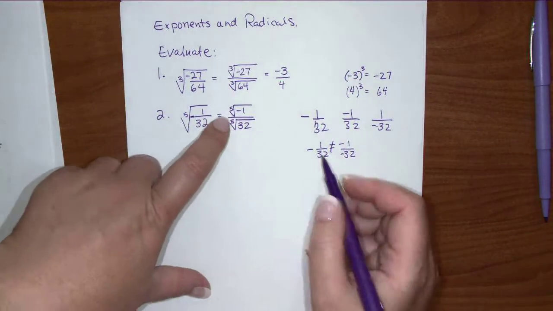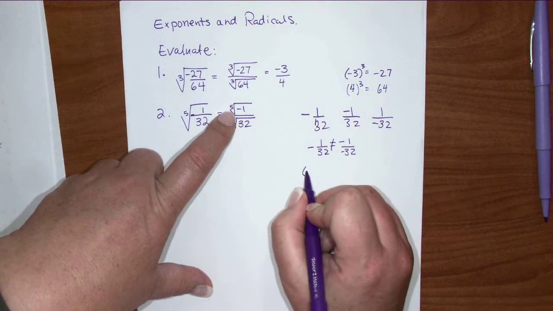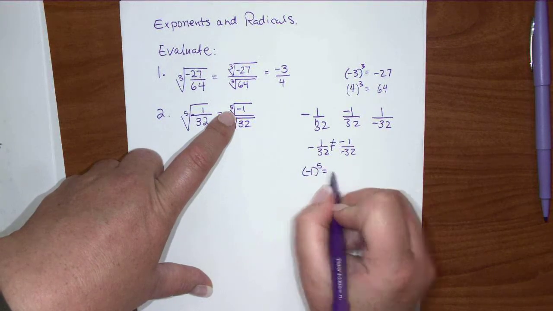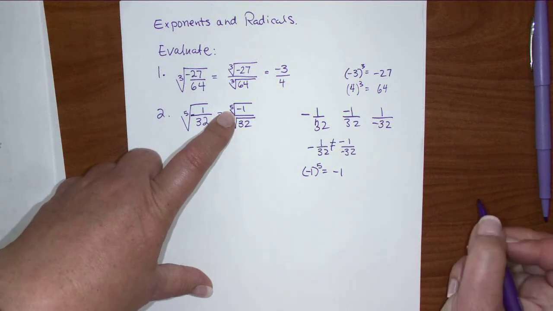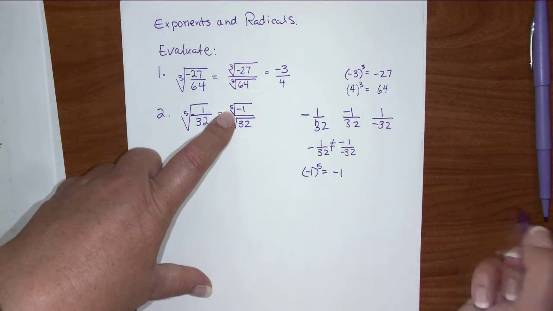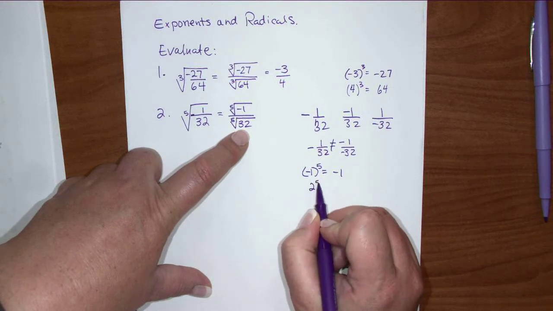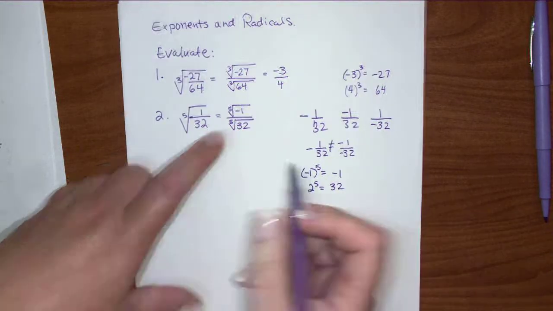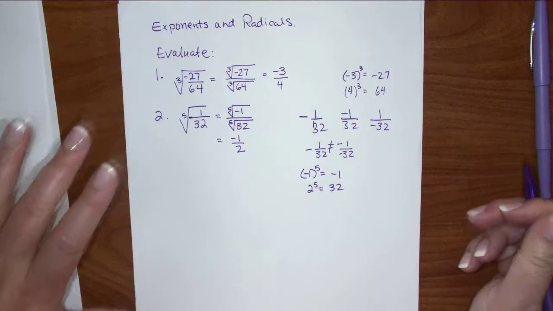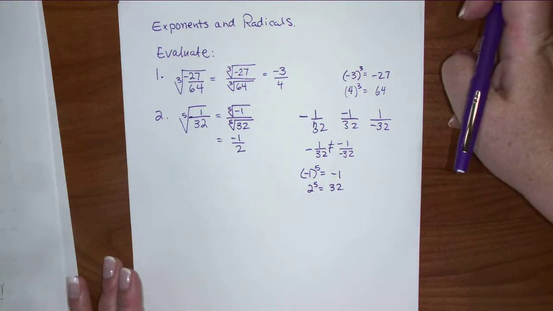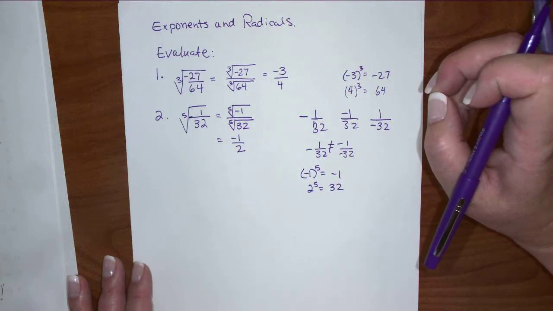So what about negative 1, the fifth root of negative 1? Negative 1. All right. Negative 1 times negative 1 times negative 1 times negative 1 times negative 1. And 32? 2. So negative 1 over 2. You put the negative on top, bottom, or in front. Doesn't matter. They're all the same thing.